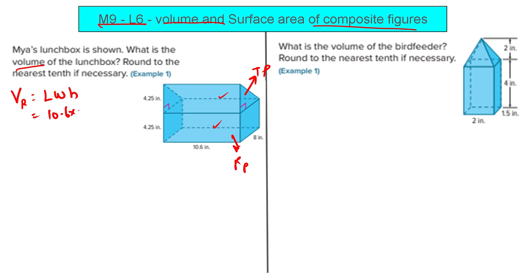10.6 multiply 8 multiply 4.25. This will give you 360.4. Okay, you can do the calculation by yourself now. Inch cube. Volume for the triangular pyramid was length multiply width multiply height divided by 2. Here we have to do divide 2.